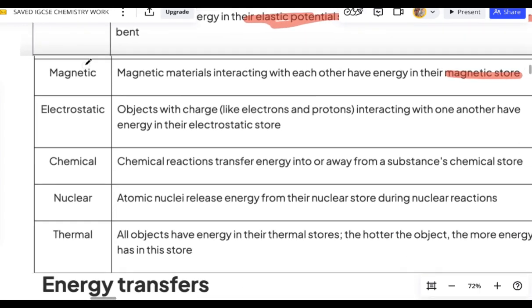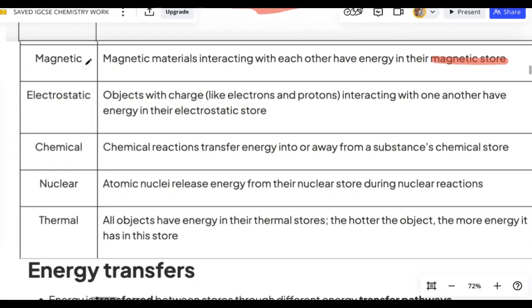Objects with a charge, like electrons and protons, interacting with one another, have energy in their electrostatic store. Sorry, this is electrostatic. So this is energy in the form of charge. Charge that is not moving is called the electrostatic store. Any charge has energy in the form of the electrostatic store.